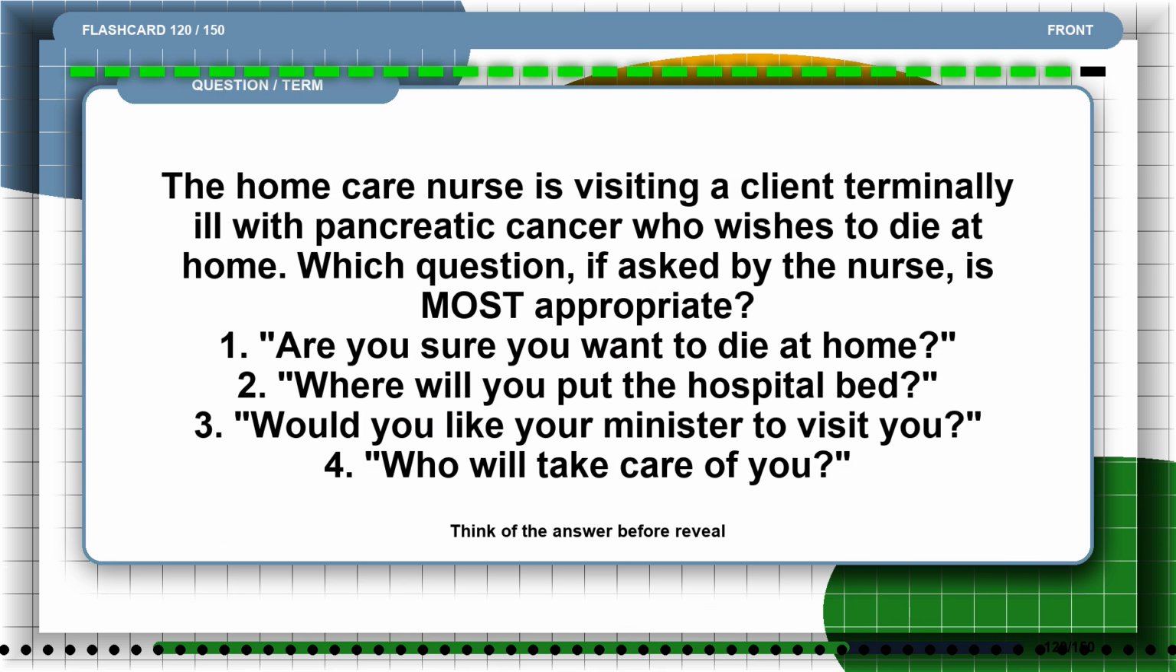Flashcard 120. The home care nurse is visiting a client terminally ill with pancreatic cancer who wishes to die at home. Which question, if asked by the nurse, is most appropriate? 1. Are you sure you want to die at home? 2. Where will you put the hospital bed? 3. Would you like your minister to visit you? 4. Who will take care of you? Think of the answer before the reveal.